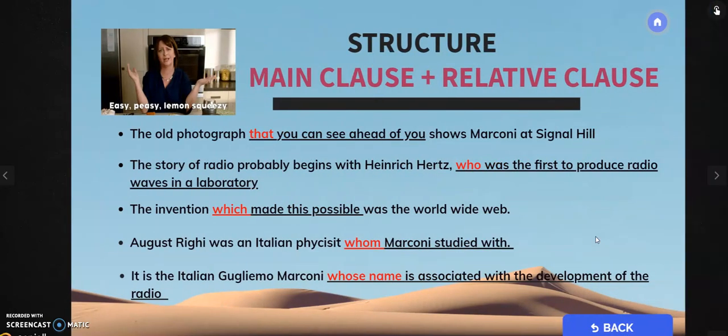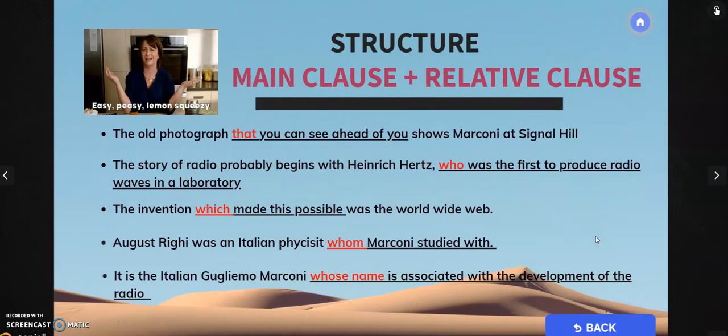So before we start, we're going to cover the basic structure of a sentence with a relative clause in it. As you can see, this is a sentence that has two parts. The highlighted part is the relative clause, and the rest of the sentence would be the main clause. So we would say, the old photograph that you can see ahead of you shows Marconi at Single Hill.